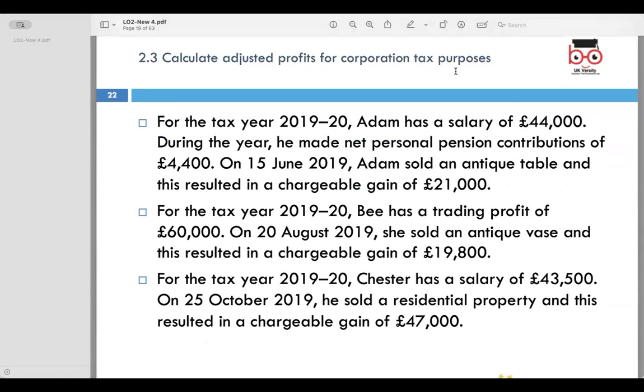Pay for the fiscal year 2019-20 is 45,000 pounds. He puts a total of 4,400 pounds into his own pension plan over the course of the year. Adam made a taxable gain of 21,000 pounds when he sold an old table on June 15, 2019. So B has made a trade profit of 60,000 pounds so far in the first year 2019.